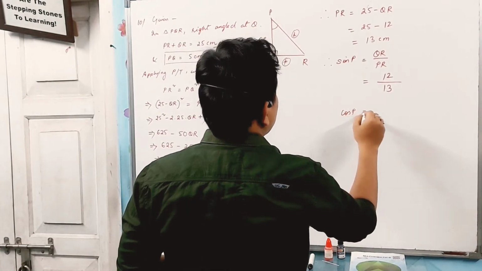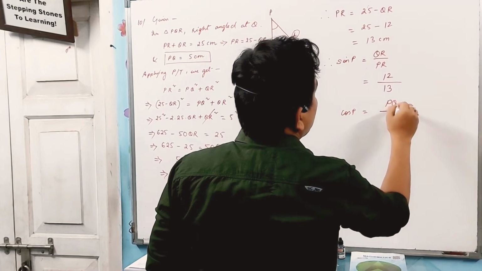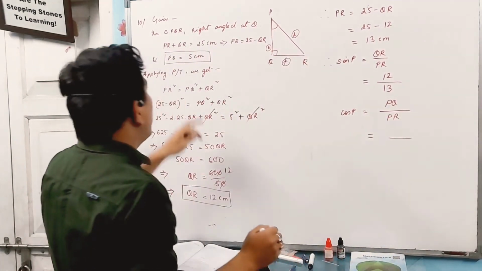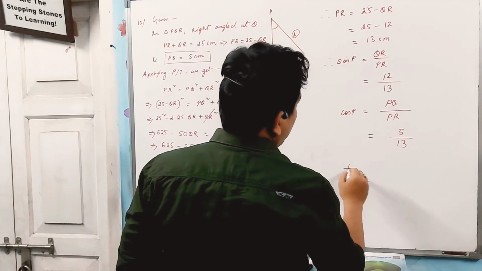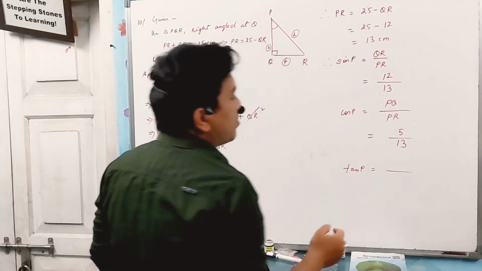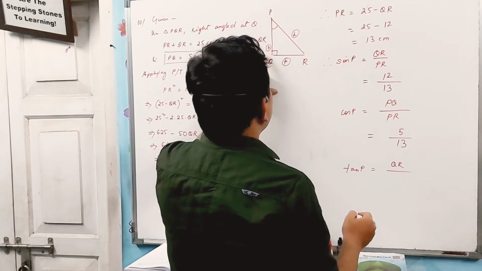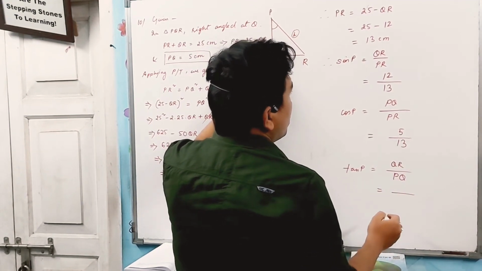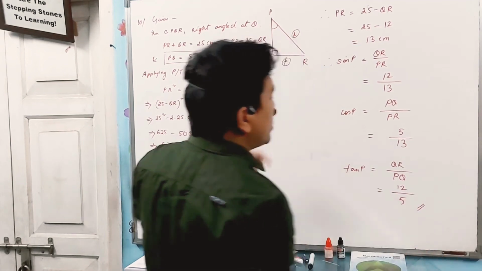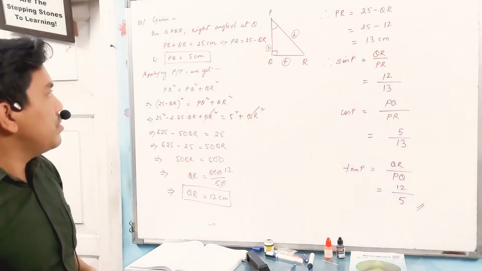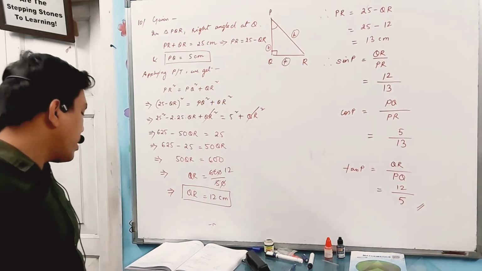Cos P also we have to find out. Cos P will be equal to base by hypotenuse, that is PQ by PR. What is PQ? The value of PQ is given as 5 and PR we know it is 13. And finally we have to find out tan P. Tan P is what? Perpendicular by base, isn't it? What is perpendicular here? QR. And what is base here? PQ. So, QR is 12 and PQ is 5. So we got tan P also. Okay. So it is very simple. It is same as the one which we have done in example number 5. Alright. So in that way we have completed question number 10.